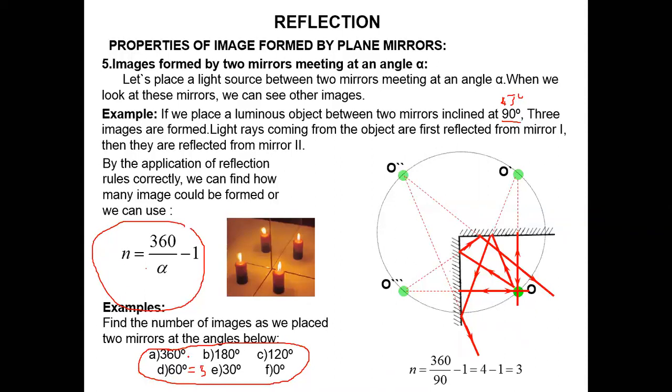What about when you send with 360 degrees? You're going to have -1 image. That is impossible, so you cannot get -1. That means you're not going to have any image formed with that angle. When you send with 180 degrees, you're going to have only one image: 360 over 180 is 2, 2 minus 1, it's going to be 1 image. So this is basically what it is, okay?